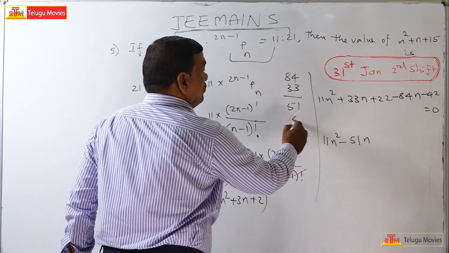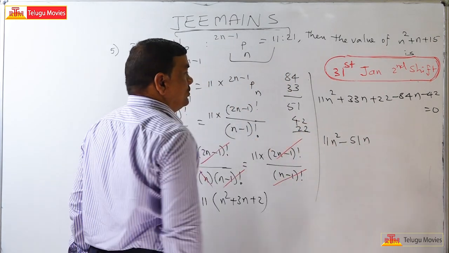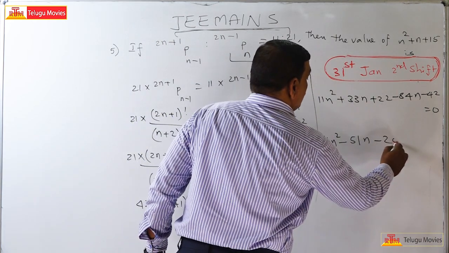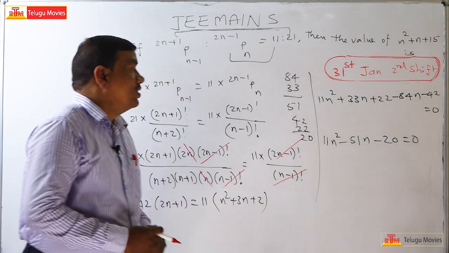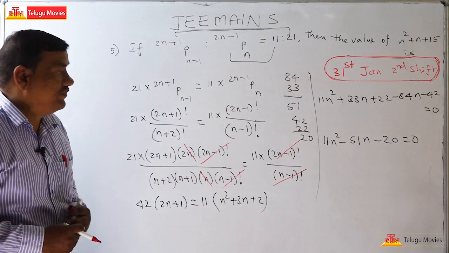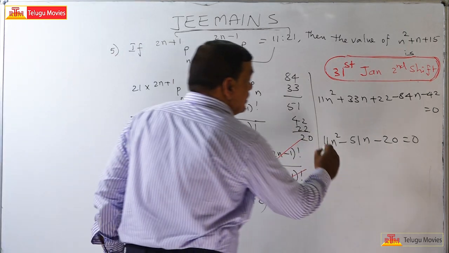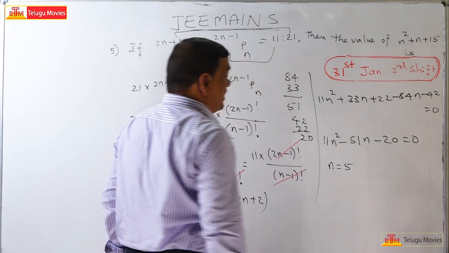So this is equal to 42 minus 22, which is 20, minus 20 is equal to 0. So 11n square minus 51n minus 20 is equal to 0. You can factorize this, so you will get n is equal to 5. One of the answers, n is equal to 5.